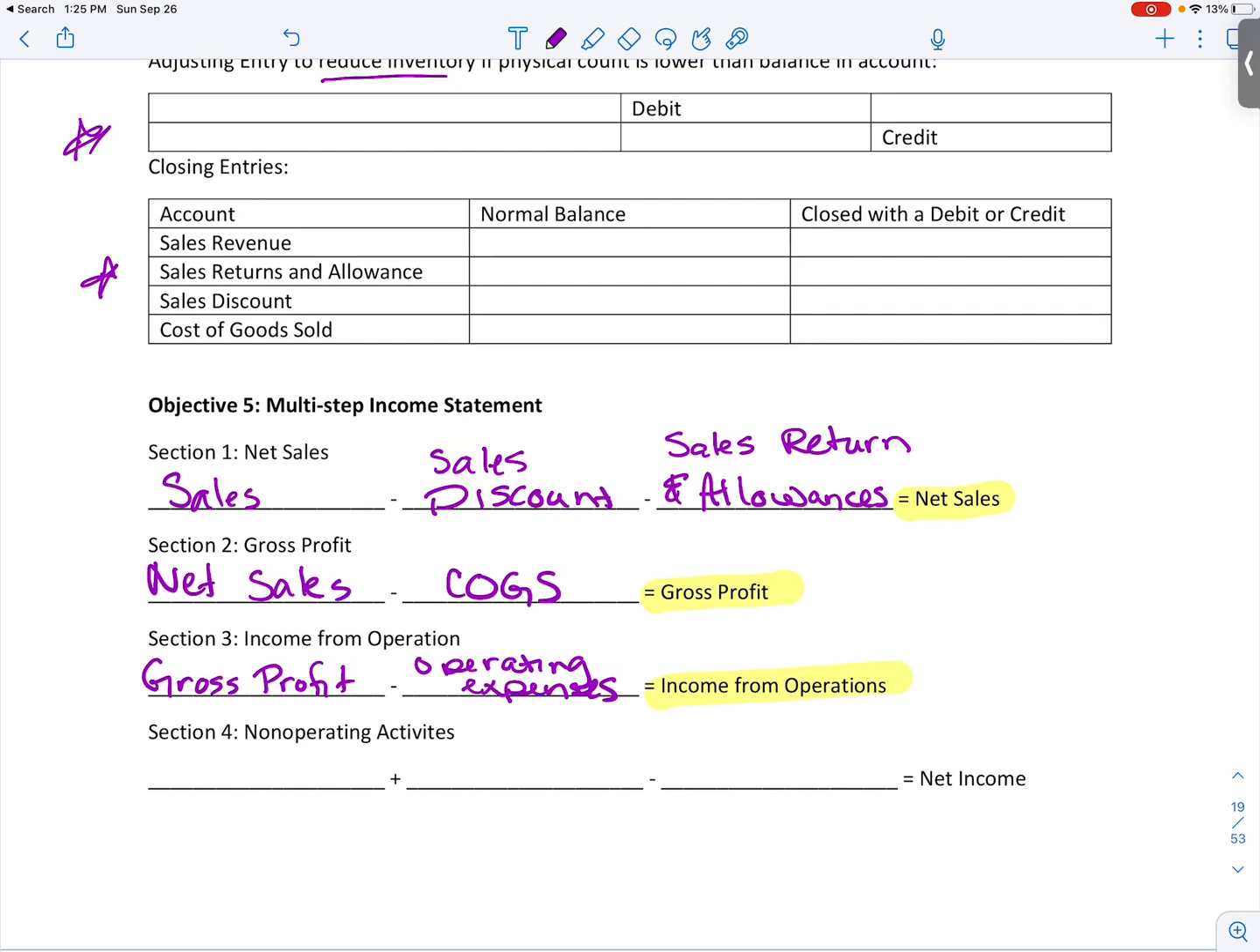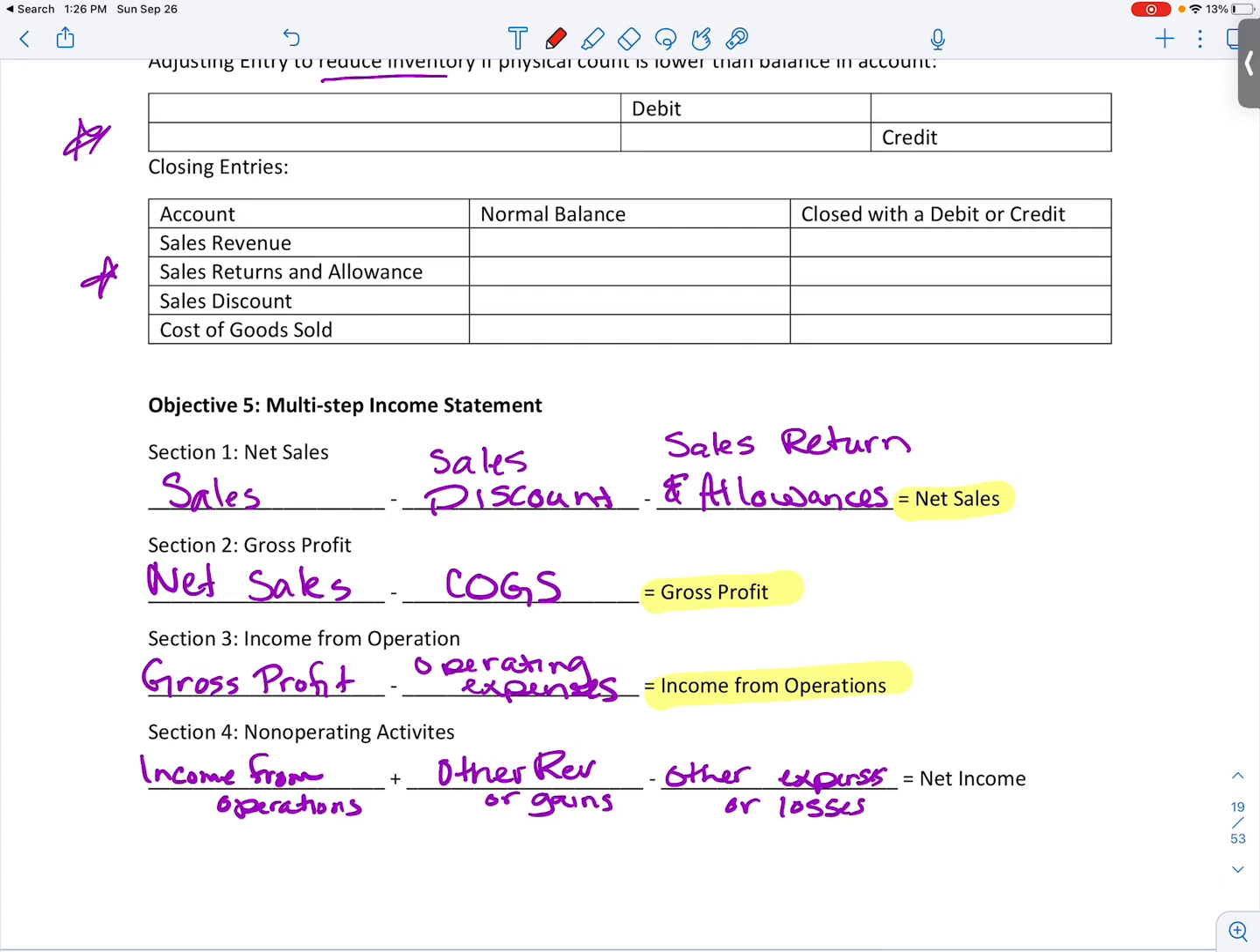And the final section of your multi-step income statement is these non-operating activities. So we're going to take our income from operations, we're going to add any other revenue or gains, and we're going to subtract any other expenses or losses. Now that may seem confusing because why wouldn't they be up in our operating expenses? It's because these types of expenses are not used to operate the business.